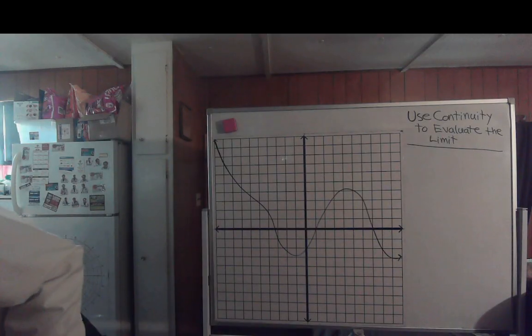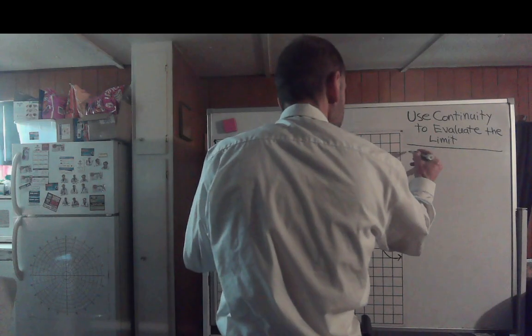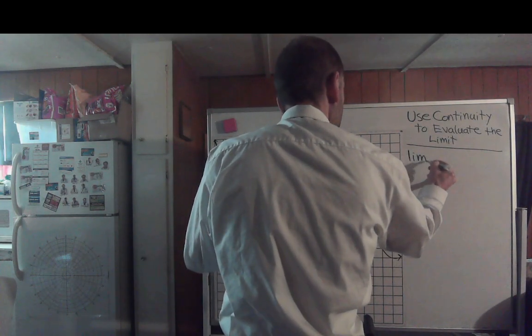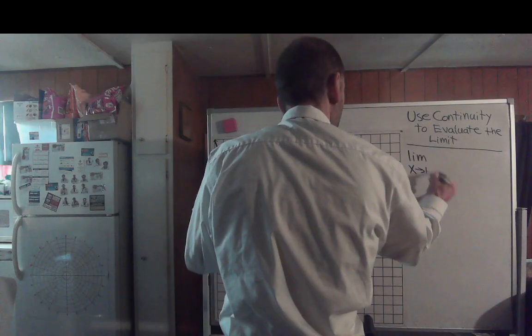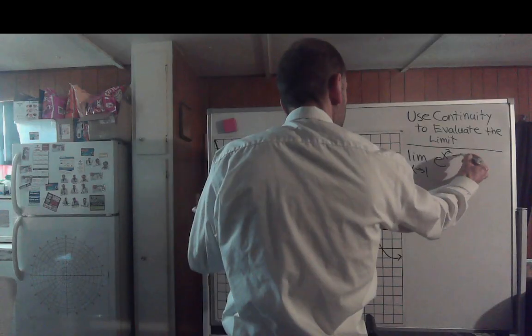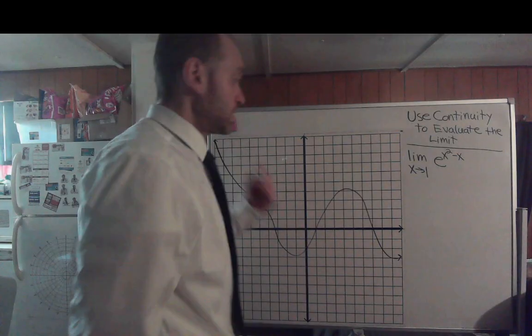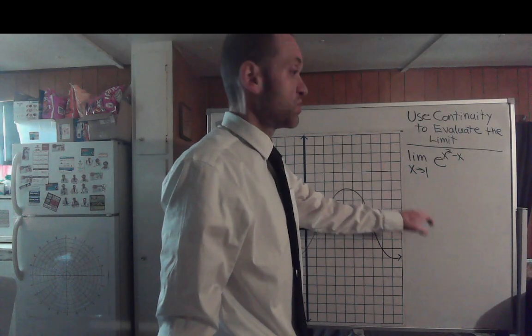Two more of these. We have the limit as x approaches 1 of e to the x squared minus x. Alright, well, so the limit as x approaches 1 of e to the x squared minus x.